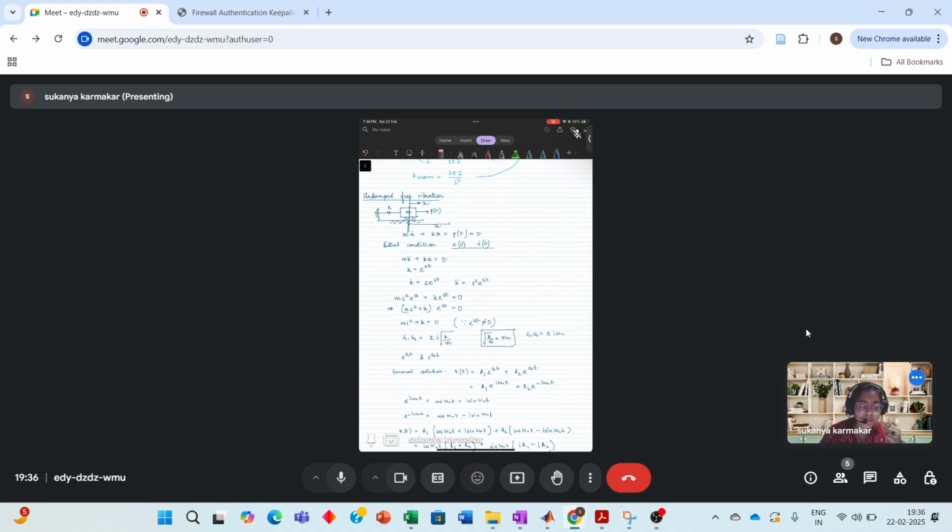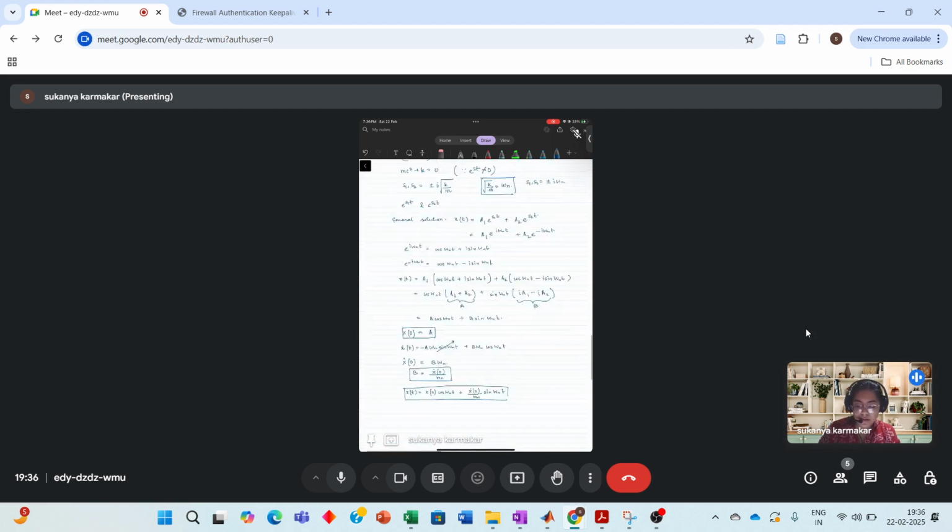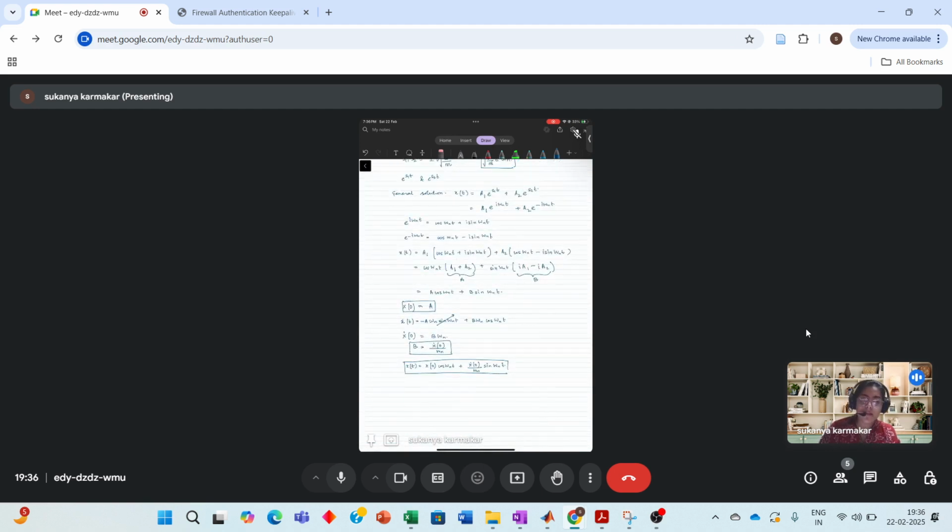So why is it moving? It is because of the initial conditions. In this solution there is no external force. What is appearing is x0 and x dot 0. These are the initial conditions which are coming into your solution.